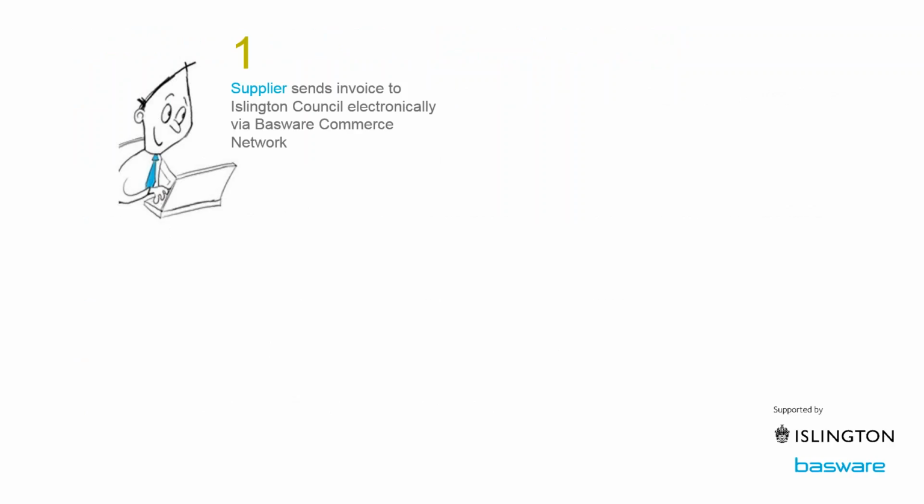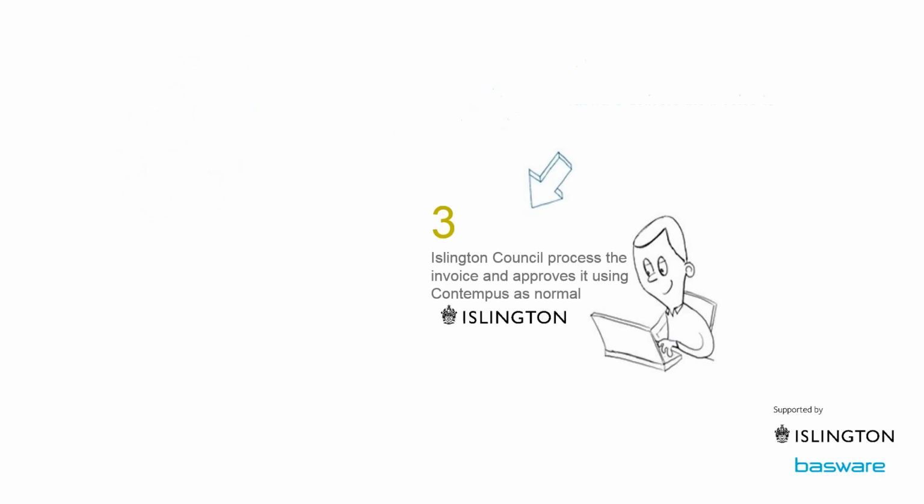First of all, let us assume that the supplier has received an invite. They have signed up for pay and that pay is now active. First, the supplier sends an invoice to Islington by typing in the invoice in the portal using the keying function. Basswire delivers the invoice to Contemples. This is done several times during the day. Islington processes the invoice and approves it using Contemples as normal. The work with Contemples is business as usual. Nothing is changed here.